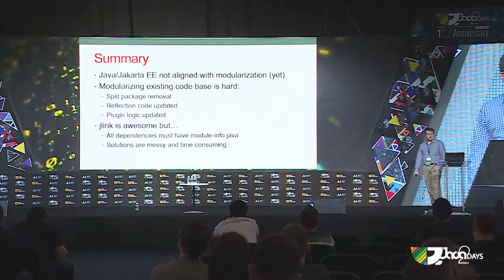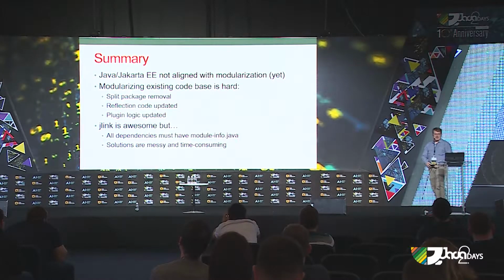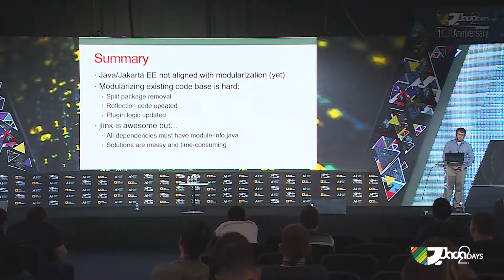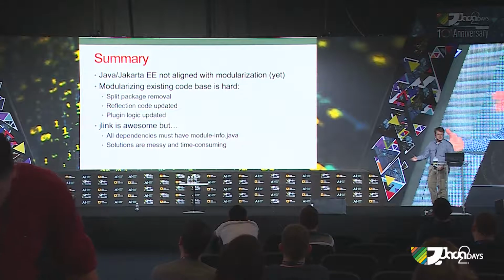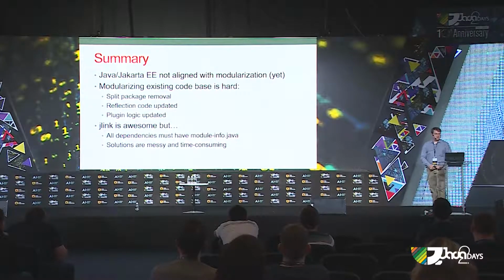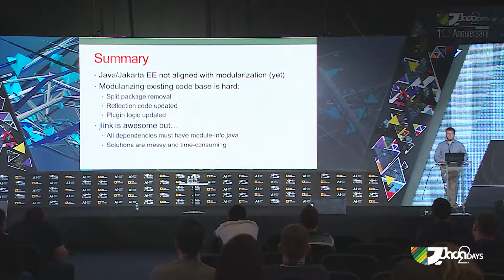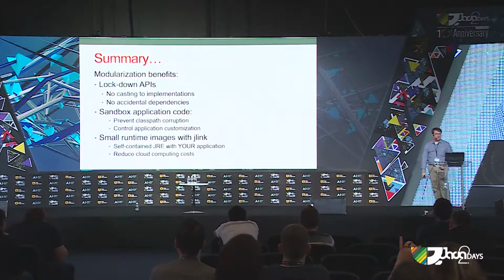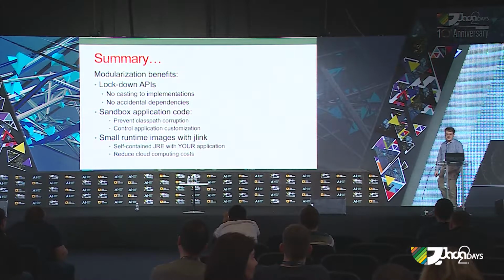So, in summary, Java EE and Jakarta are not aligned with modularization yet, and obviously that's something that has to be addressed and figured out how that's actually going to work. Modularizing an existing code base is hard. You have to deal with split package removal, reflection code update, plugin logic. Jlink is awesome. It's one of the major features that's been touted for modularization. But as I mentioned, all your dependencies must have a module-info.java, and the solutions for dealing with dependencies that don't have this yet are messy and time-consuming. So, in summary, lock down your APIs, no casting the implementation, no accidental dependencies.